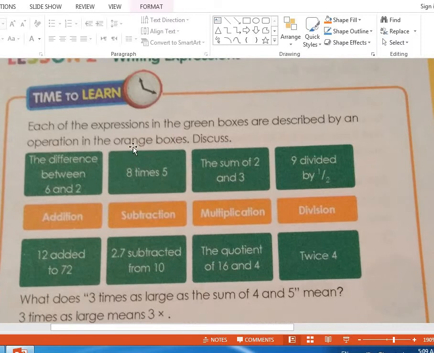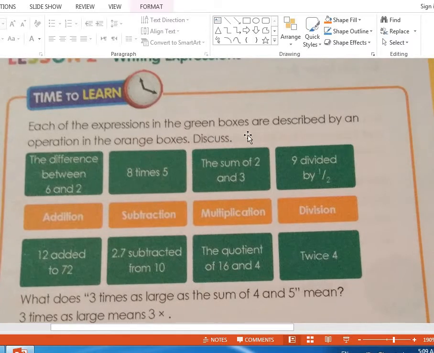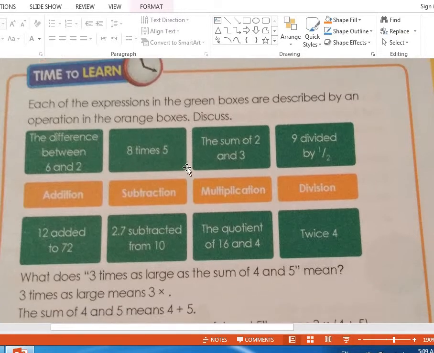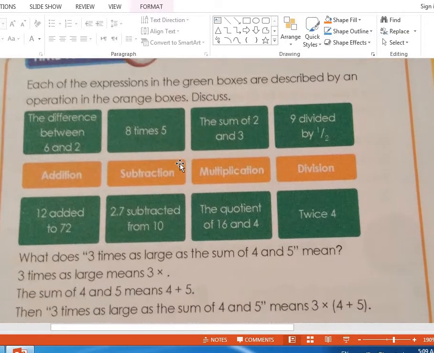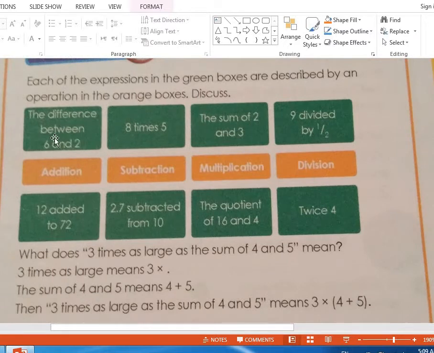Each of the expressions in the green boxes is described by an operation in the orange boxes. Okay, let's begin. The difference between 6 and 2. Here I have the difference, is what? Subtraction, right, Layan?